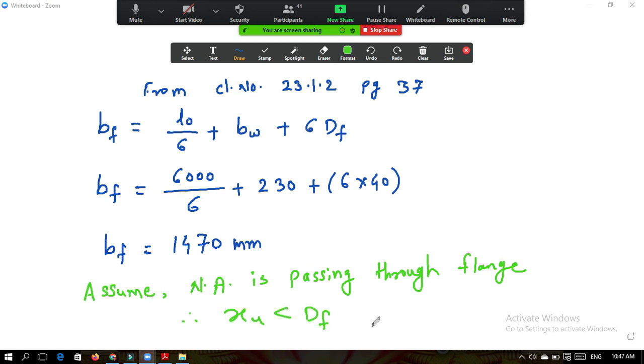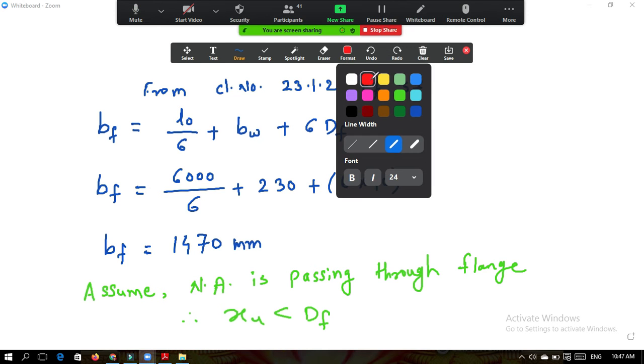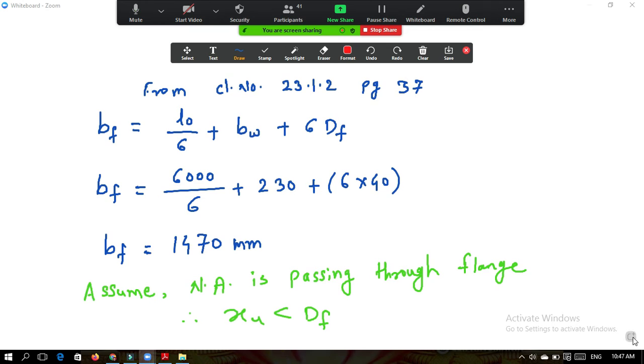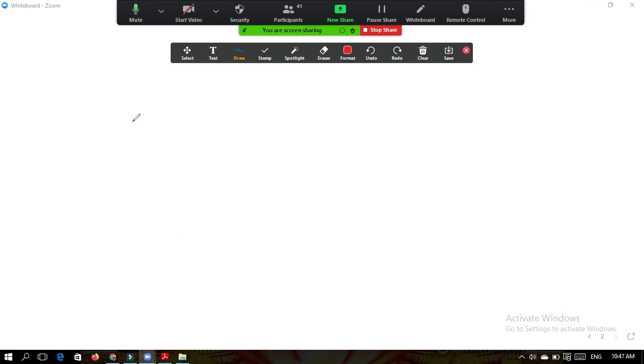Okay. So let me know, is it over? We will go to the next. After this now, for equilibrium, we will equate total compression force to the total tensile force.